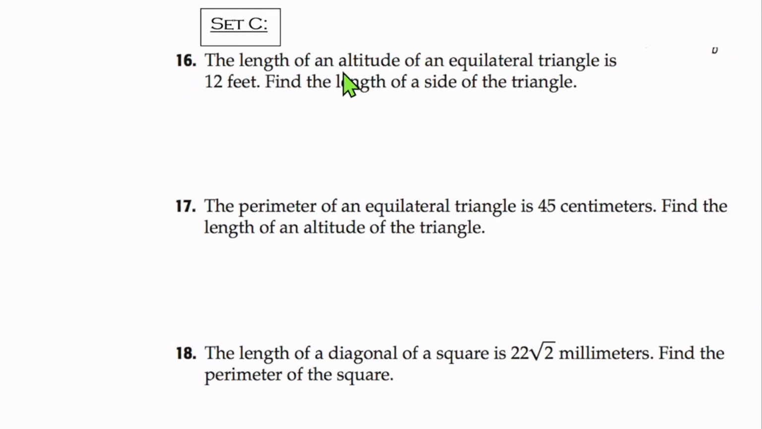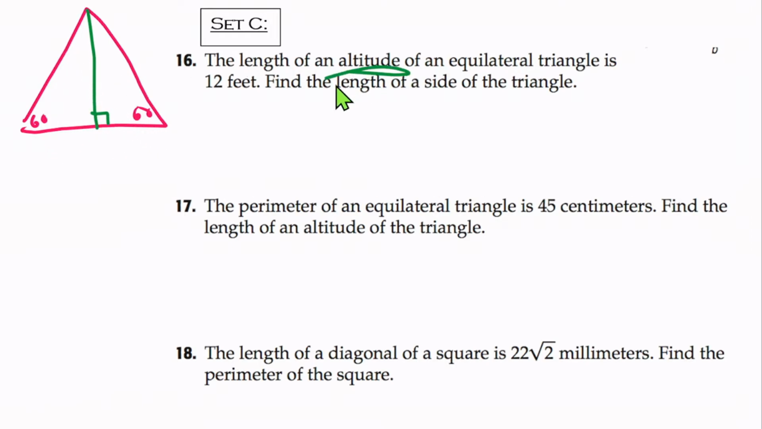The length of an altitude, you know, the altitude means like you drop a line and it's like the height. The length of an altitude of an equilateral triangle is 12 feet. So what are they saying? You got an equilateral triangle, which means all sides are the same, 60, 60, and that angle up here is 60. And the altitude is when you drop a line down at a perpendicular angle at the bottom, at a 90-degree angle, so the line is perpendicular to one side. And that's the altitude that I did in green.